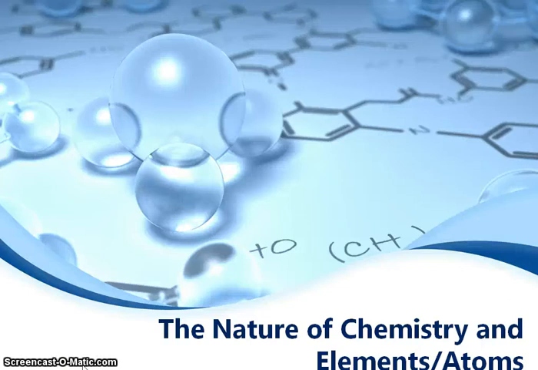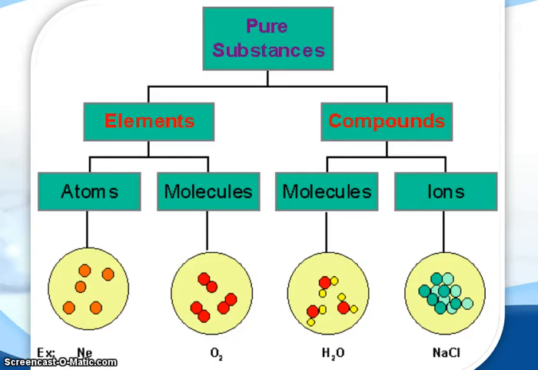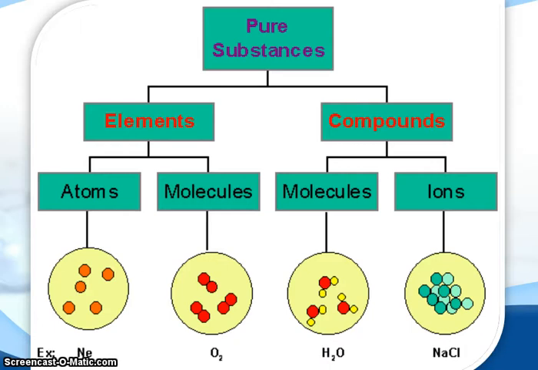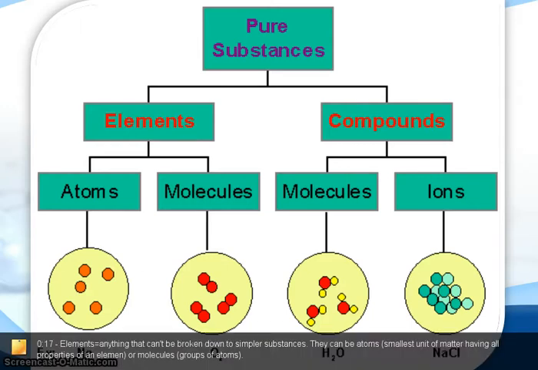Today's topic is on the nature of chemistry, elements, and atoms. Pure substances are substances with a constant composition, and they can only be separated chemically. These can fall into two subgroups, elements and compounds. Elements can be broken down into simpler substances chemically, while compounds are just a group of elements.